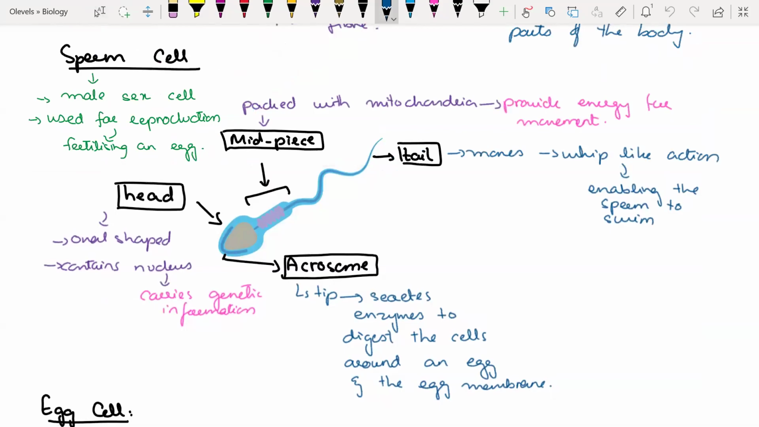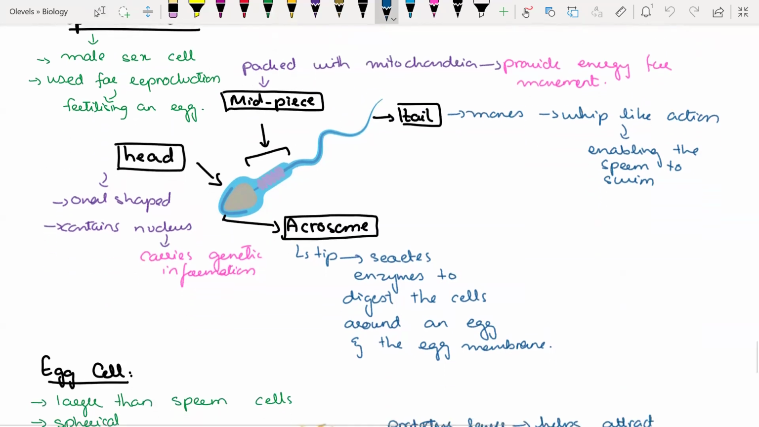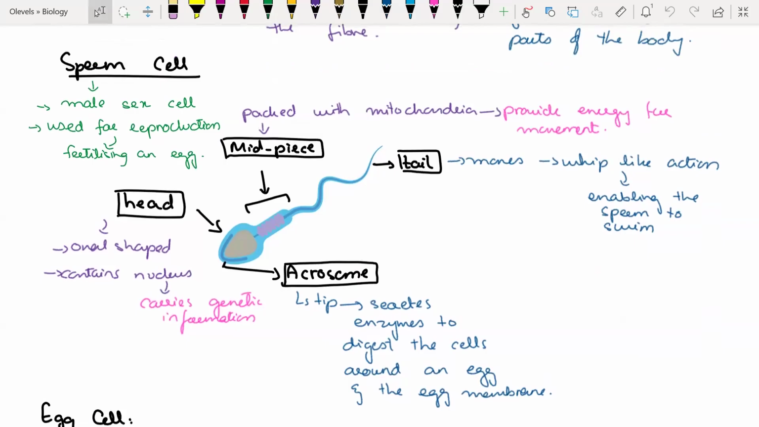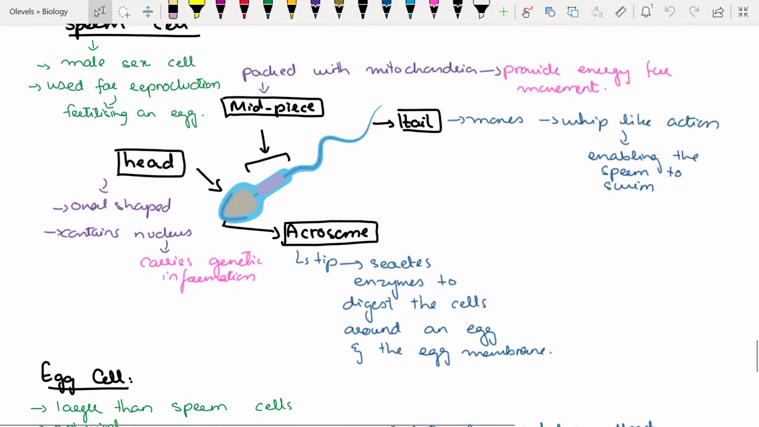Okay, then this is the mid piece. Now the mid piece is packed with mitochondria. It contains a lot of mitochondria inside. Those mitochondria provide energy for the movement of sperm, right? And at the last we have the tail, or you can say the flagellum, that moves in a whip like action that enables the sperm to swim, right? So those are the adaptations of sperm cells. You got it?